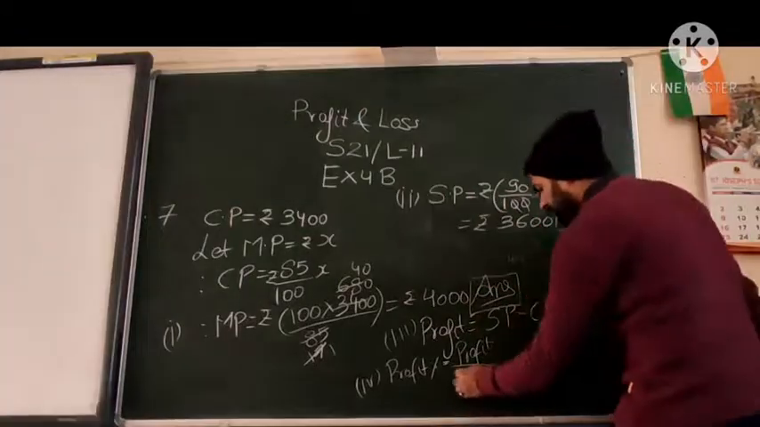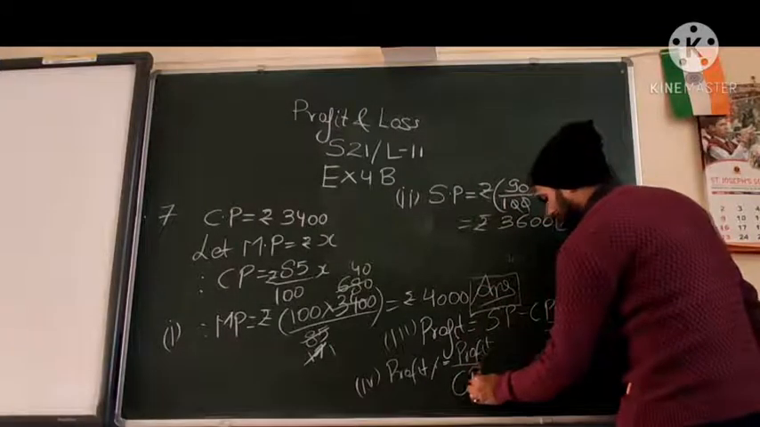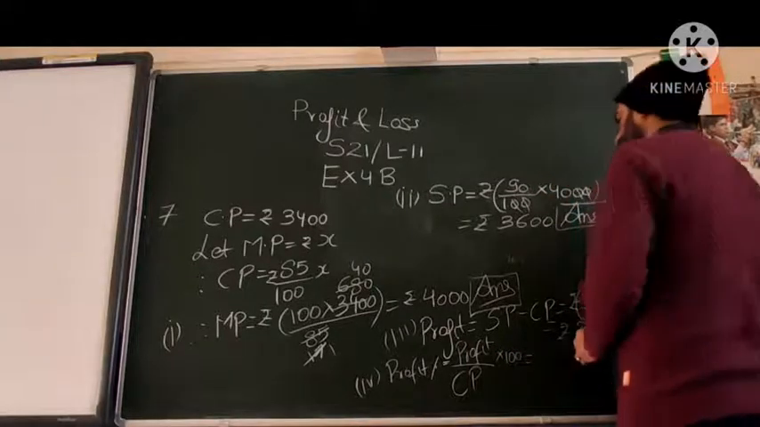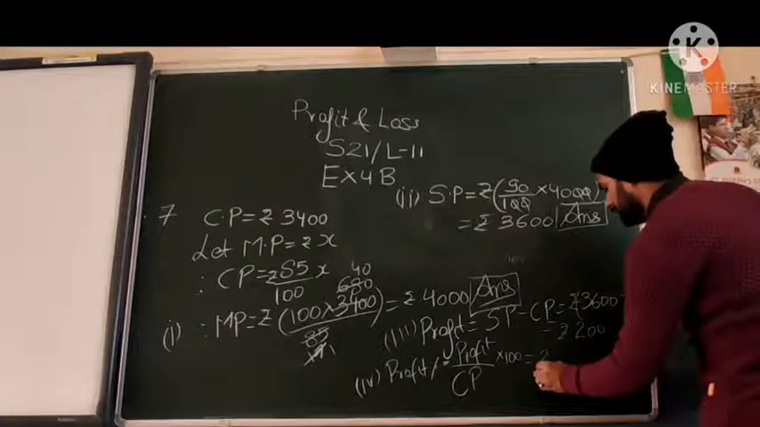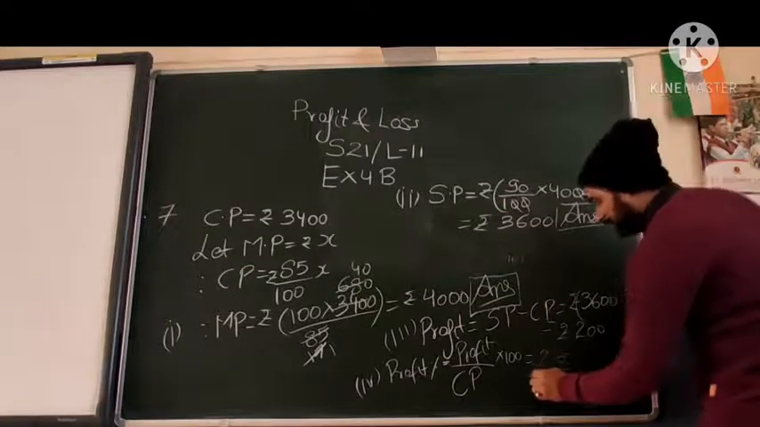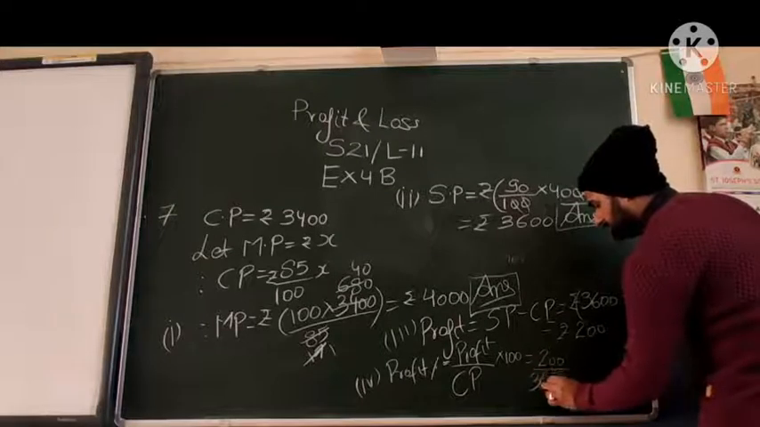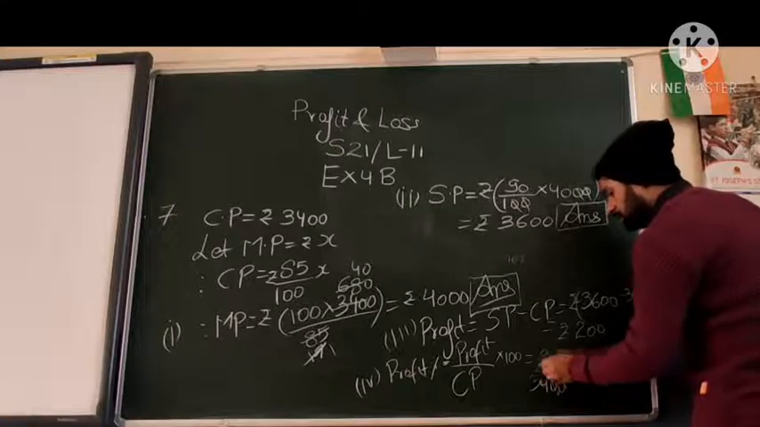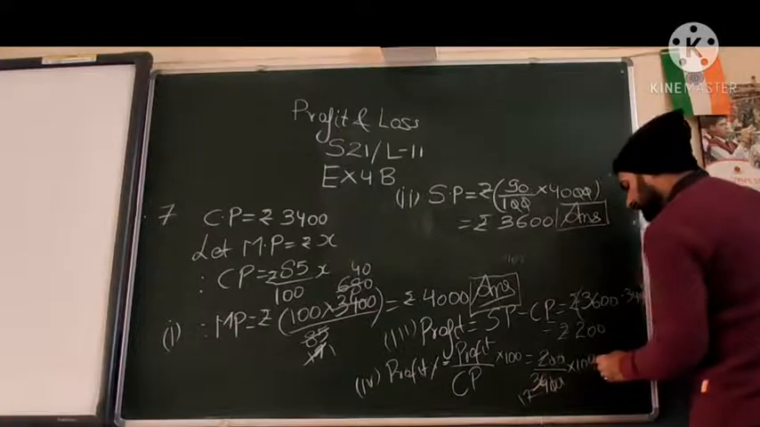Okay. Profit upon CP, that is the cost price, multiplied by 100. That is equal to 200 upon CP. CP is 3400, into 100. So these two zeros get cancelled. 2 and 17. So 100 by 17.